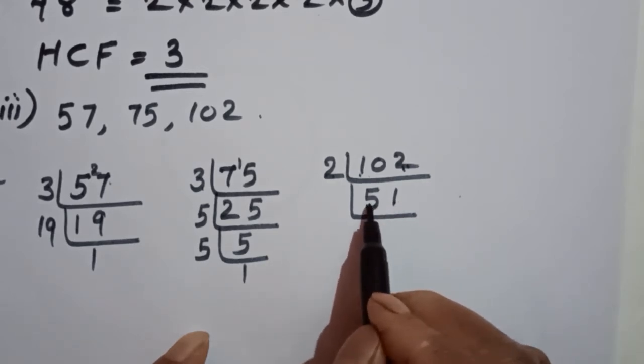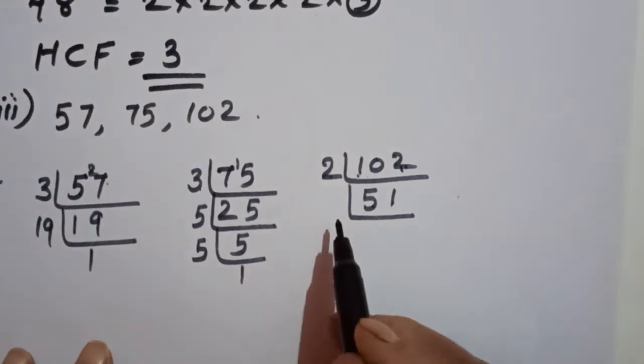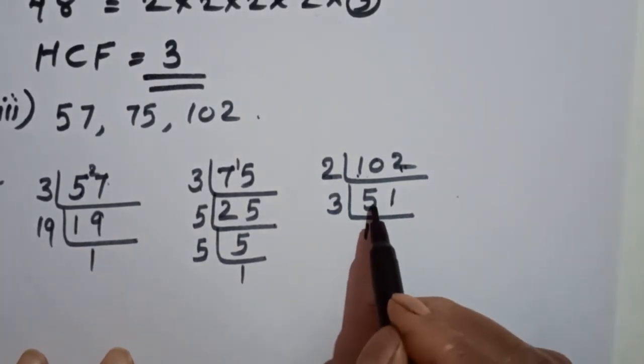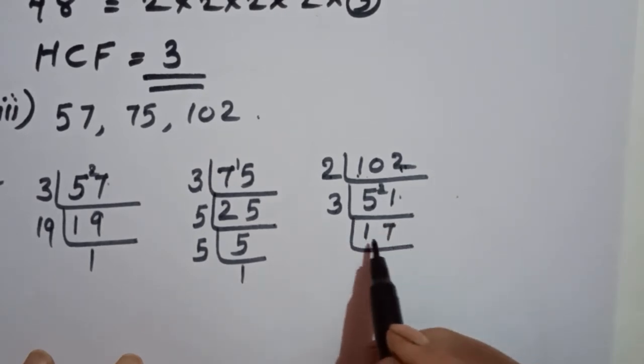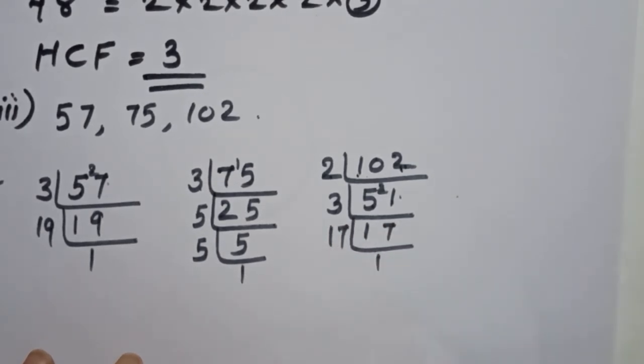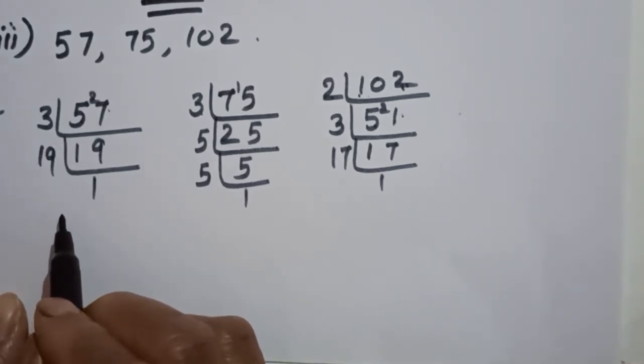Not divisible by 2, add the digits, 6. 6 is divisible by 3, so we can write 3 here. 3 ones are 3, 2 remains, 21, 3 sevens are 21, and 17 is a prime number, so 17 ones are 17. Now we'll write the prime factors of each number.